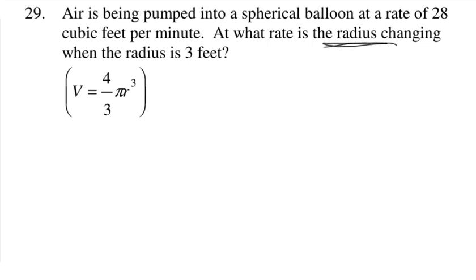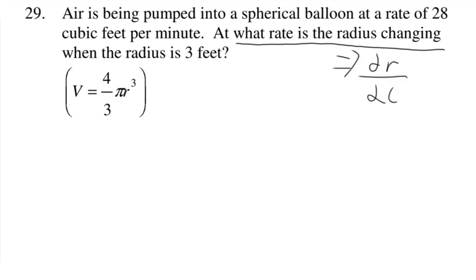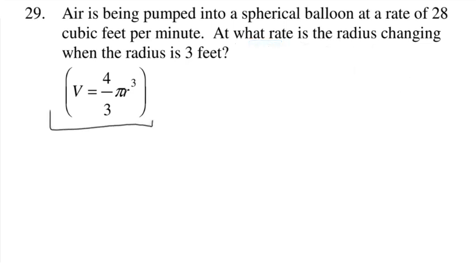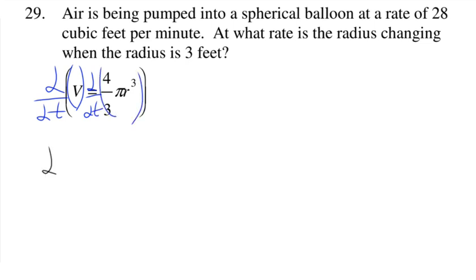Notice this time we're looking for the radius, which is r, not the volume, V. So what rate is the radius changing? That means we're looking for dr/dt. And this time they were so nice as to remind you of the formula for the volume of a sphere. To find dr/dt, we will still have to take d/dt on both sides here. So if we do that, on the left side we will have dV/dt.